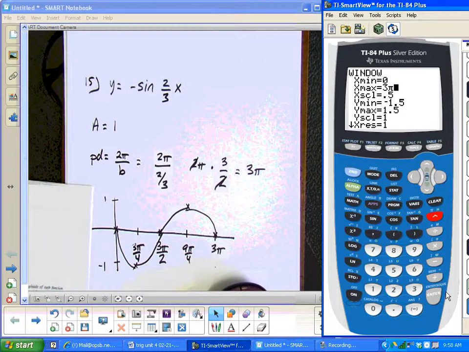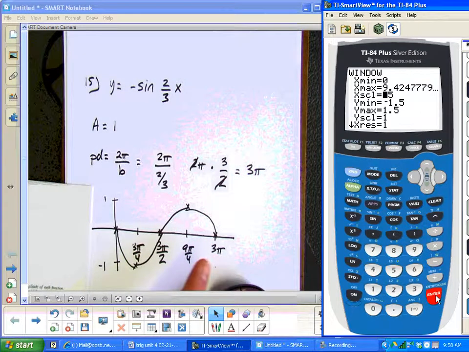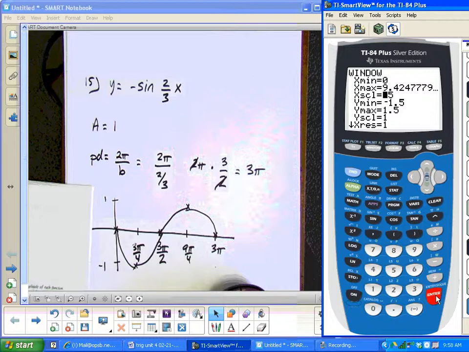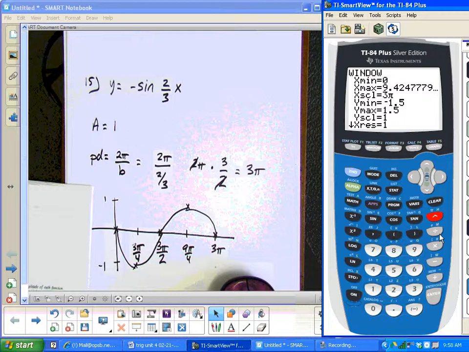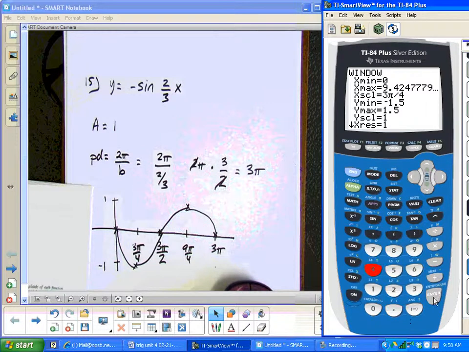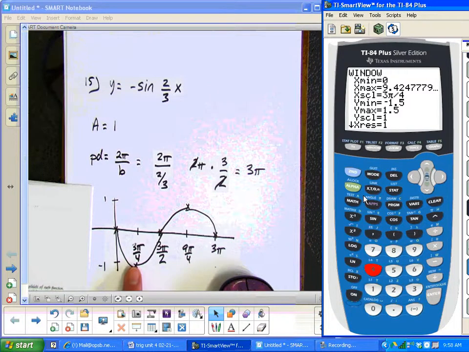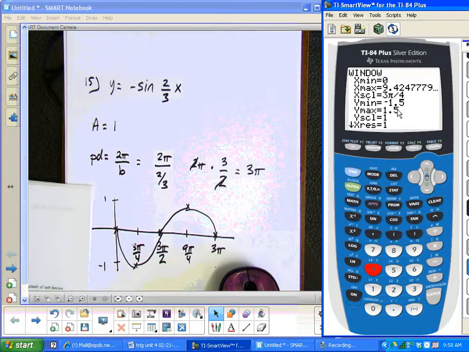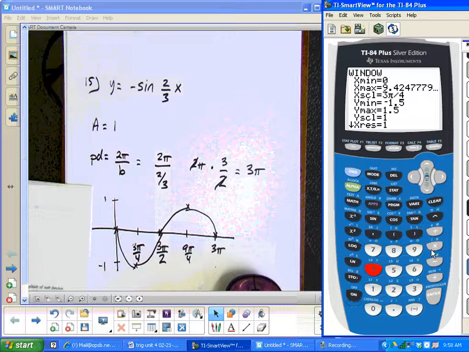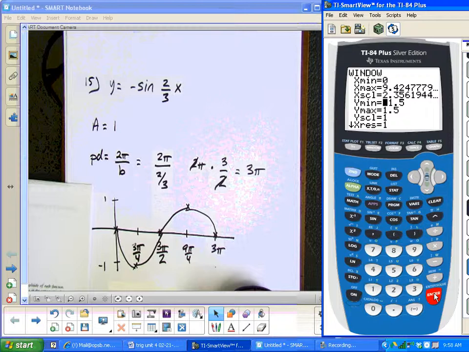Now what about my x scale? What am I counting each unit by? 3 pi over 4. Normally when I do graphs, I count by ones, don't I? But we're counting by 3 pi over 4. So the default is to put 1 right there for the calculator. We're doing trig graphs, so it's usually in terms of pi. Now, my y min and max would be -1 and +1.